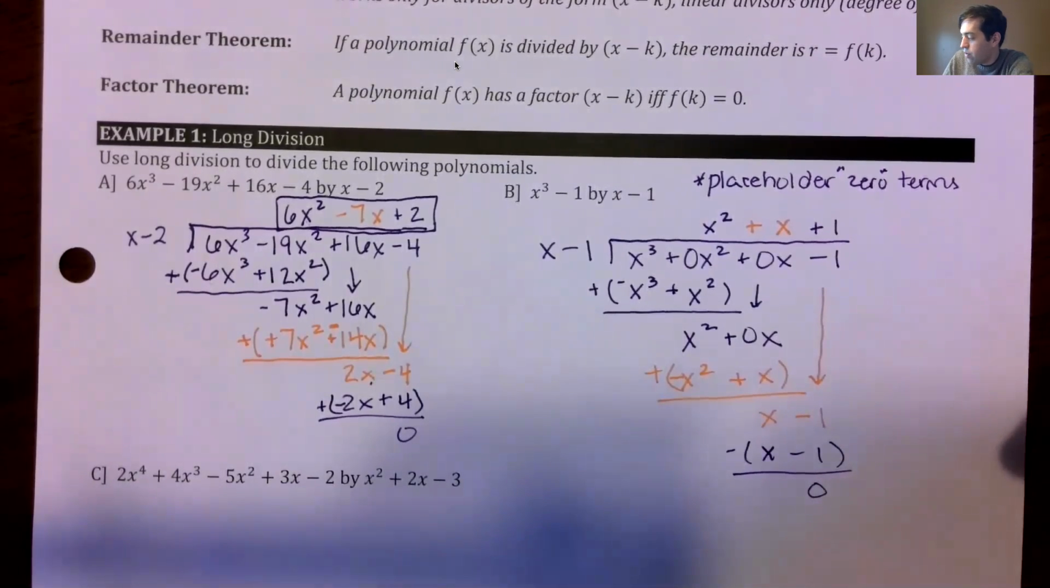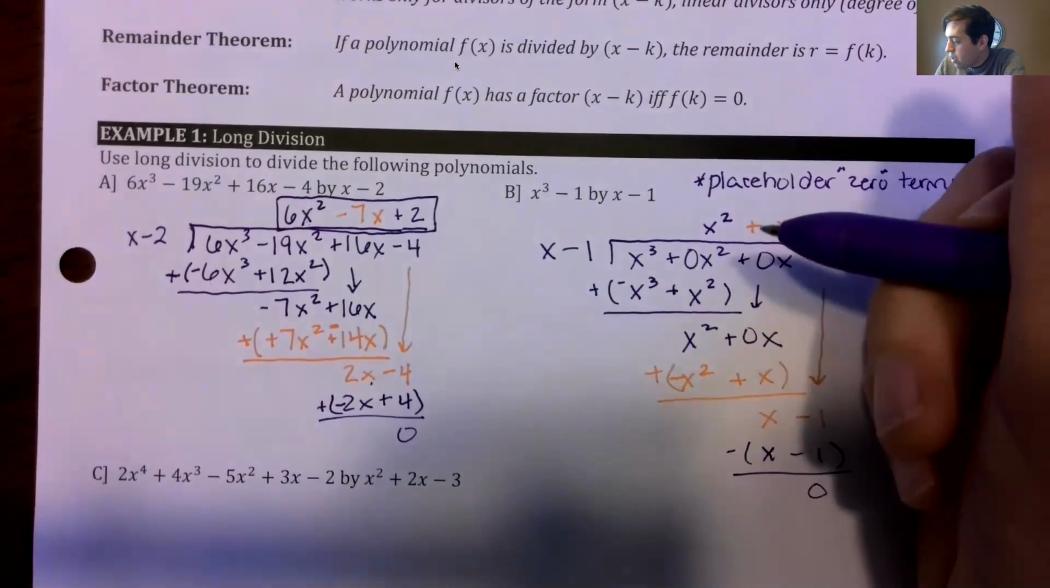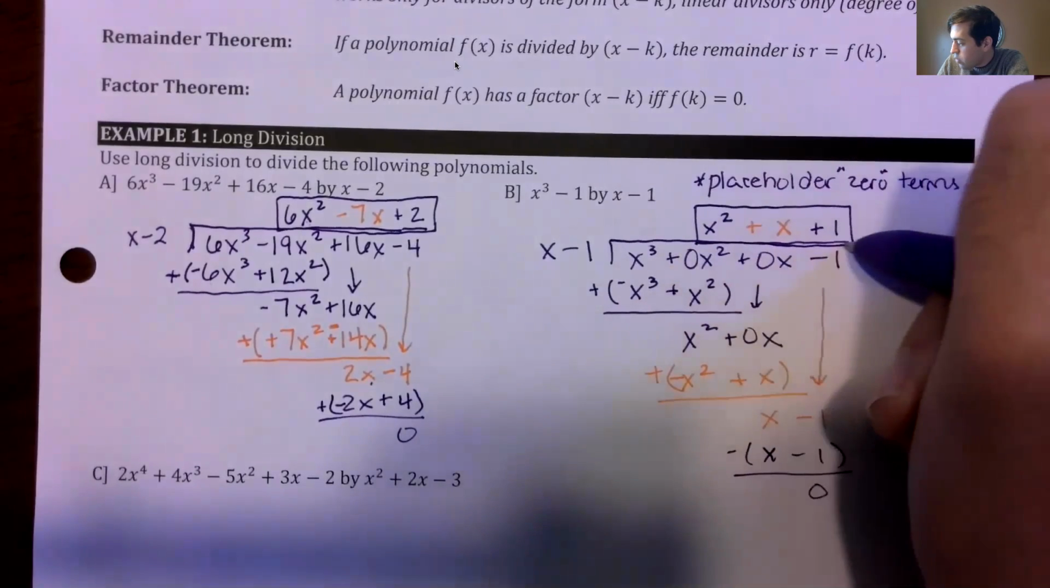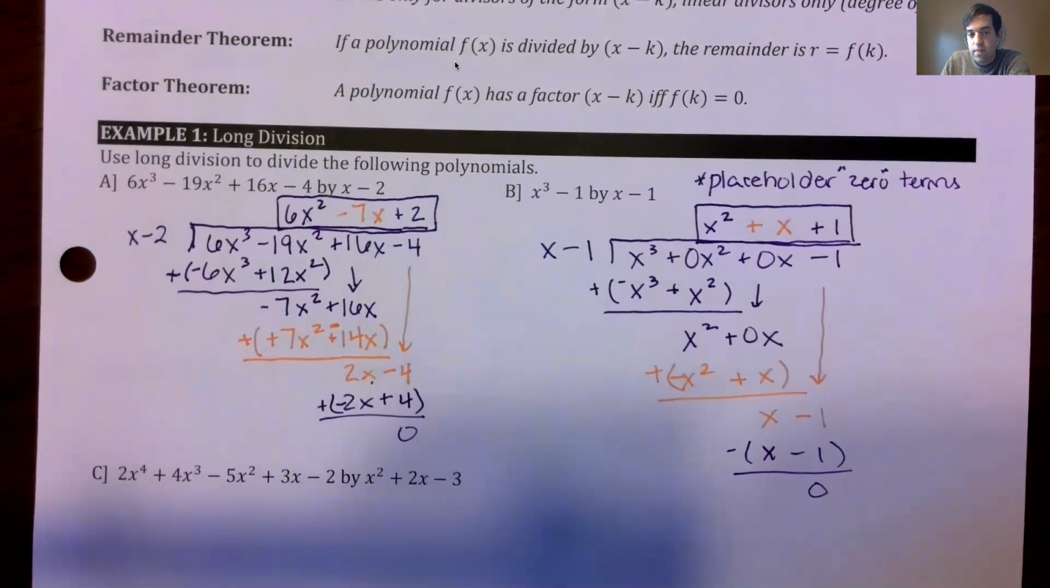Okay, so we got a remainder of 0. And we have our quotient, the result of the division, right up here. x squared plus x plus 1. Okay?